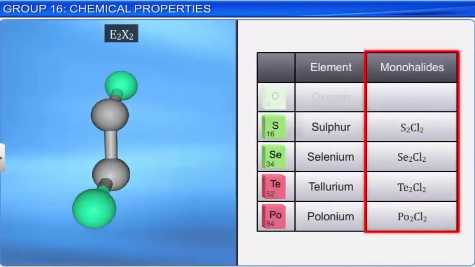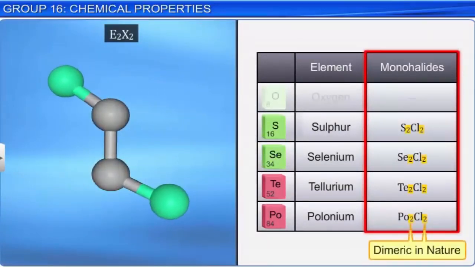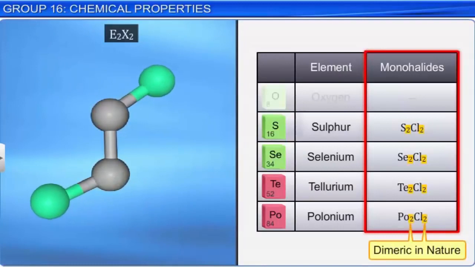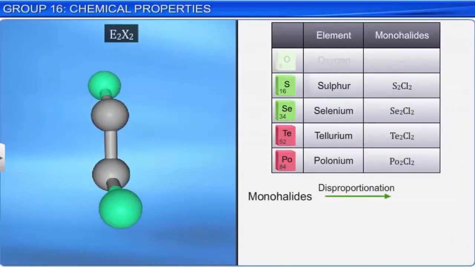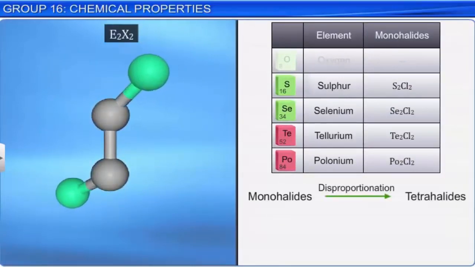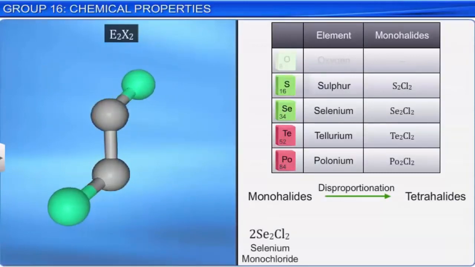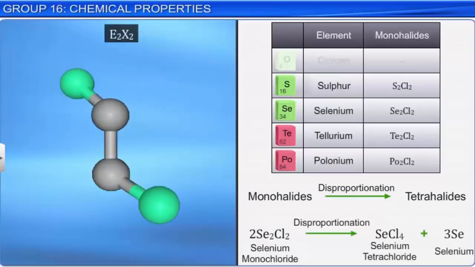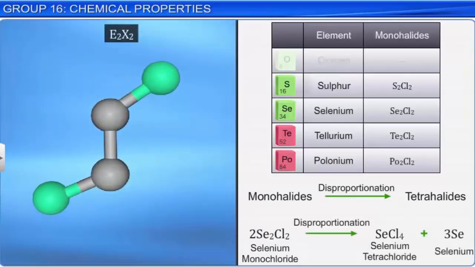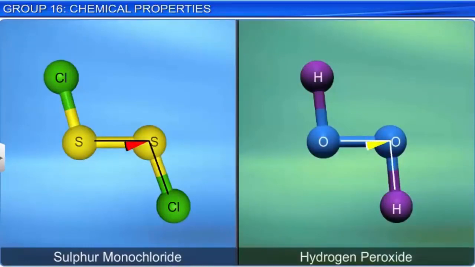Monohalides exist as E2X2 and are dimeric in nature. Monohalides undergo disproportionation and are converted into tetrahalides. For example, selenium monochloride disproportionates to form selenium tetrachloride and selenium. The structure of these monohalides is similar to that of hydrogen peroxide with a bond angle of 104 degrees.